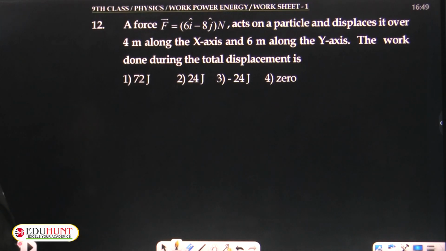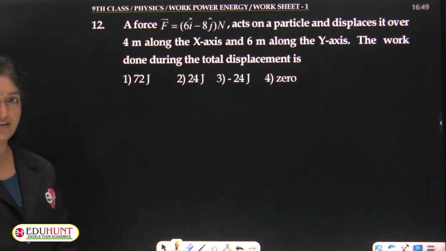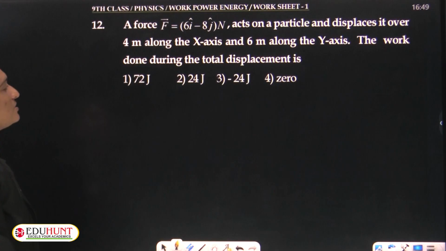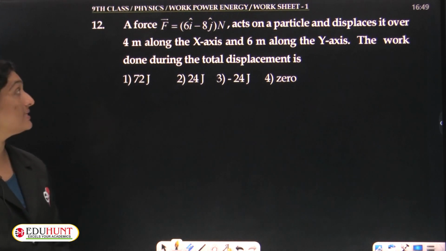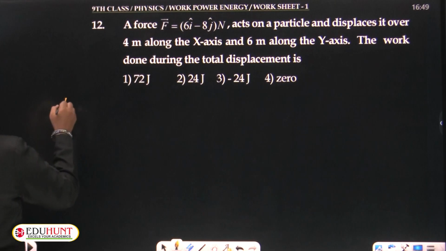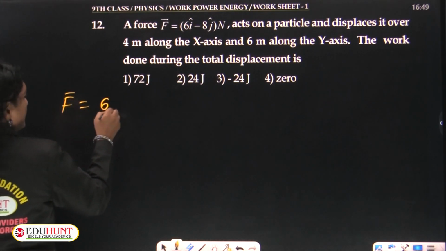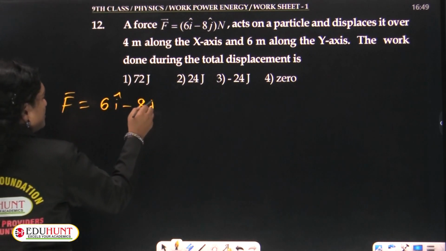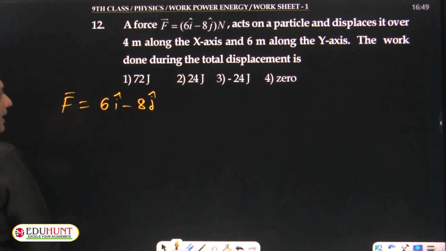A force vector is given as 6i cap minus 8j cap, in two dimensions, acting on a particle and displacing it over 4 meters along the x-axis and 6 meters along the y-axis. The work done during the total displacement is? So, given data: the force vector is 6i cap minus 8j cap Newton, and it displaces the particle.